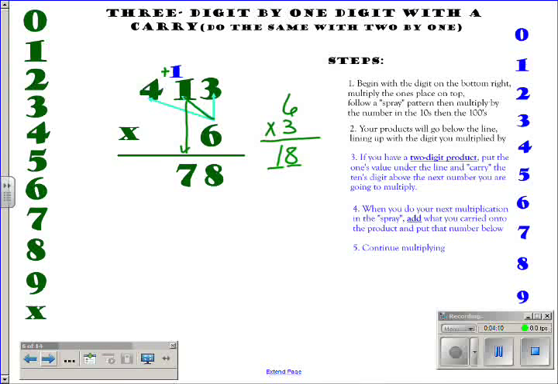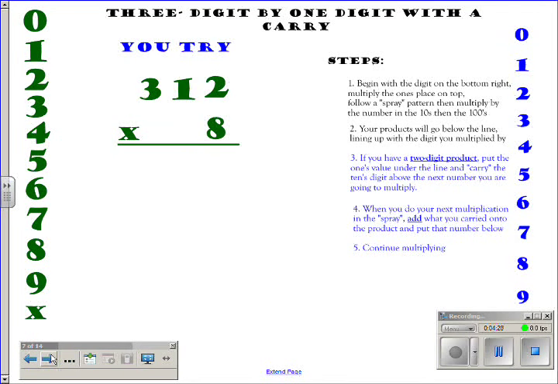And then you go to 6 times 4, which is 24. And there we have 2 digits as well, but we do not have to carry because we have nothing in this place. So 6 times 4 is 24. The 4 lines up with the 4, and you put the 2 next to it. So we get 2,478. Go ahead and try this one. Pause the video, give it a try, and then come back and see how you did.